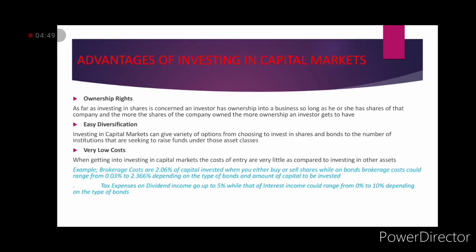Moving on to the third advantage, which is ownership rights. As far as investing in shares is concerned, an investor has ownership in a business as long as he or she has shares of that company. And the more shares of that company owned, the more ownership an investor gets to have. Technically, ownership is based on the other side of the capital market, this asset class, which is shares. When a business enters the capital markets, it offers to issue shares. These shares are transacted between a business and an investor. An investor pitches in capital in exchange for these shares. These shares represent the amount of ownership and the amount of capital that an investor has invested.